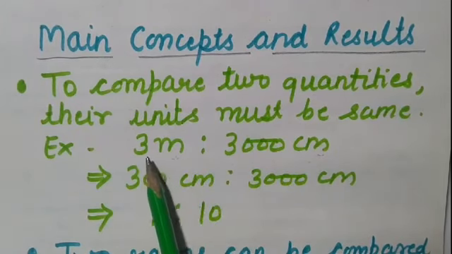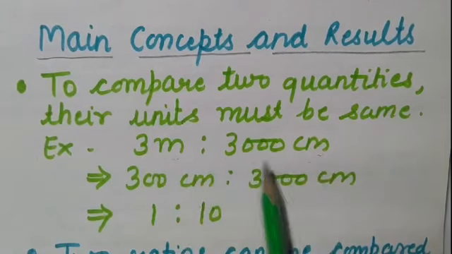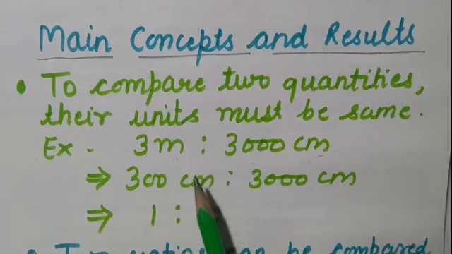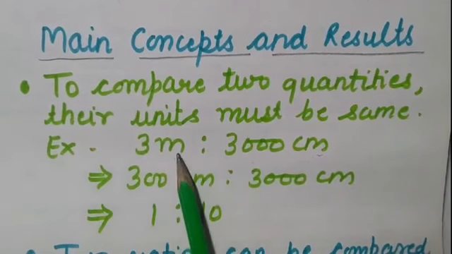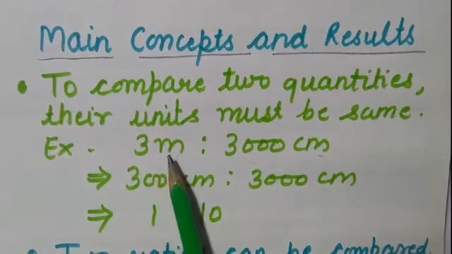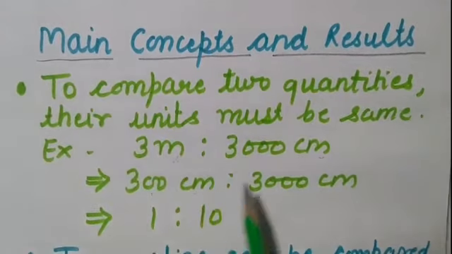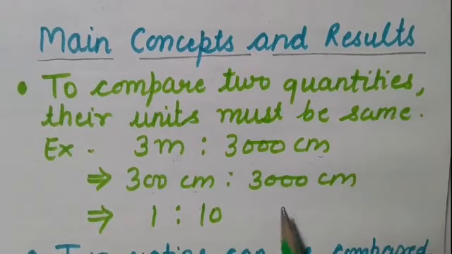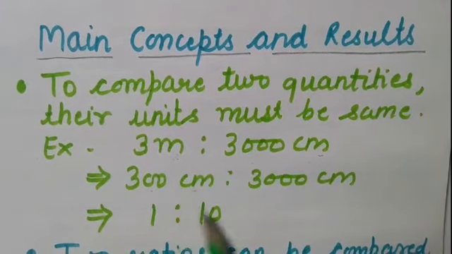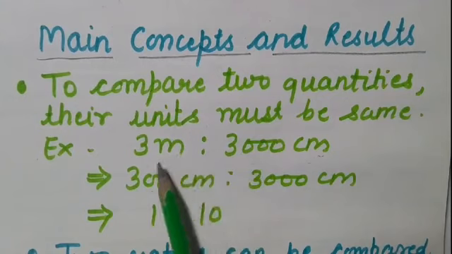Suppose we have to find the ratio of 3 meter and 3000 centimeter. For this I have to convert these two quantities into the same unit. Now meter is the bigger unit, so I will convert it into the smaller unit. 1 meter is equal to 100 centimeter, so 3 meter is equal to 300 centimeter. So 3 meter can be written as 300 centimeter ratio 3000 centimeter. Now if you cancel them, you will get 1 ratio 10. This is how you can compare quantities through ratio.